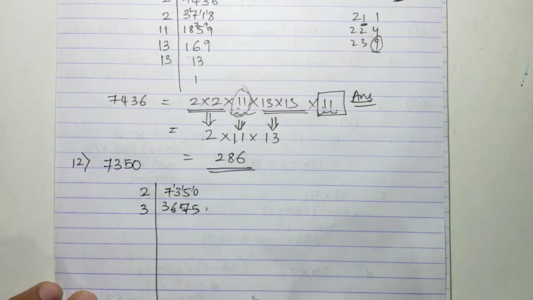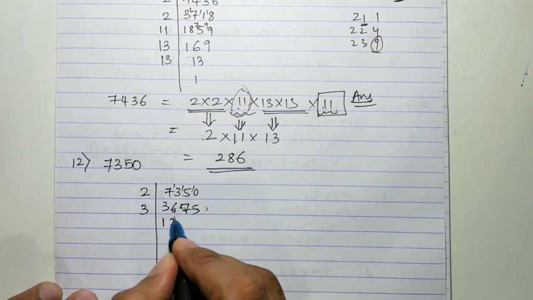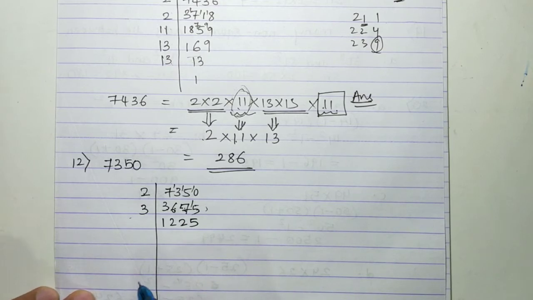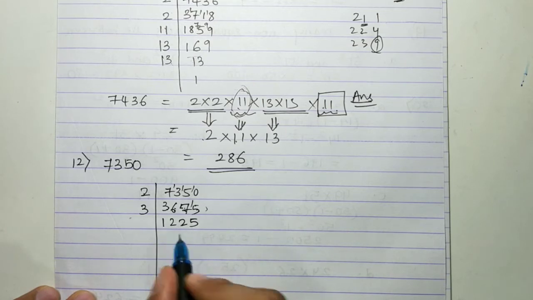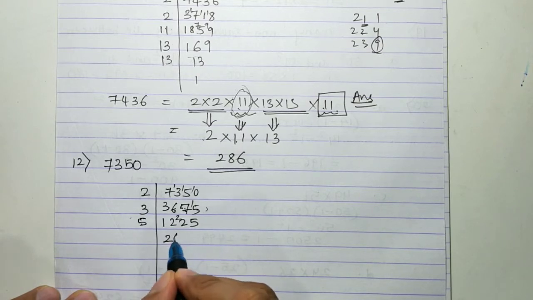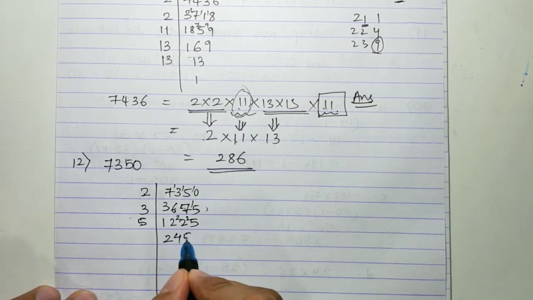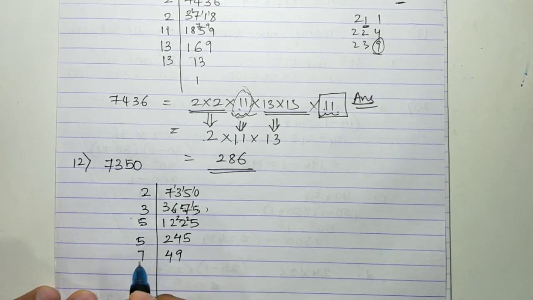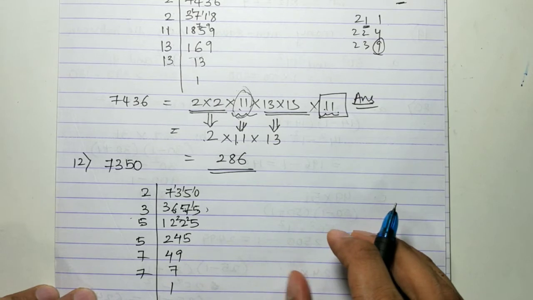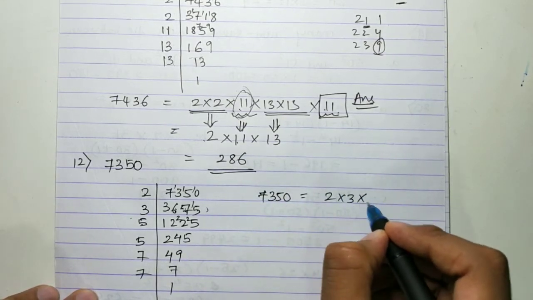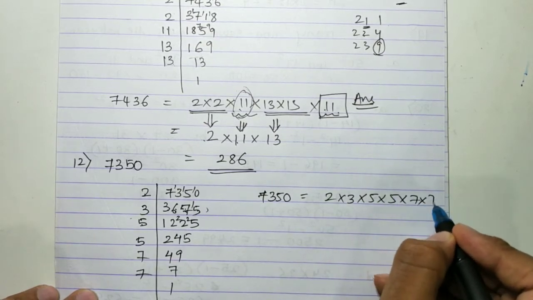That means this number is also divisible by 3. 3 1s are 3, 3 2s are 6, 3 2s are 6, 1 carry, 3 5s are. Now it is not divisible by 3. Now I'll take 5. So 5 2s are 10, 5 4s are 20, again 2 carry, 5 5s are 5, 5 4s are 20, 7 7s are 49, 7 1s are 7. Okay, so I have got the prime factors, that is 2 into 3 into 5 into 5 into 7 into 7.